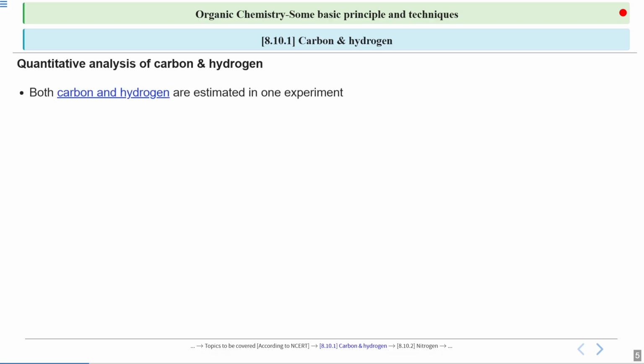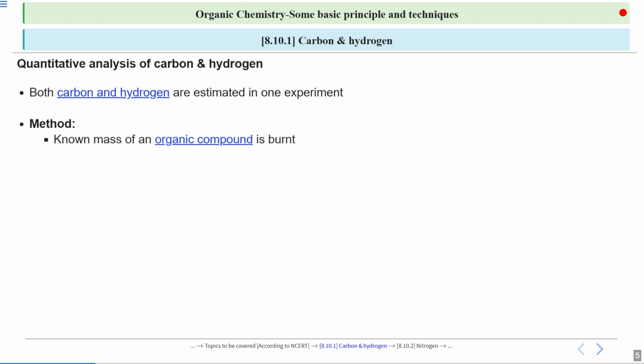First, notice that both carbon and hydrogen are estimated together in a single experiment. This is efficient because these two elements are the main components of most organic compounds. Now let's talk about the method used for this analysis.